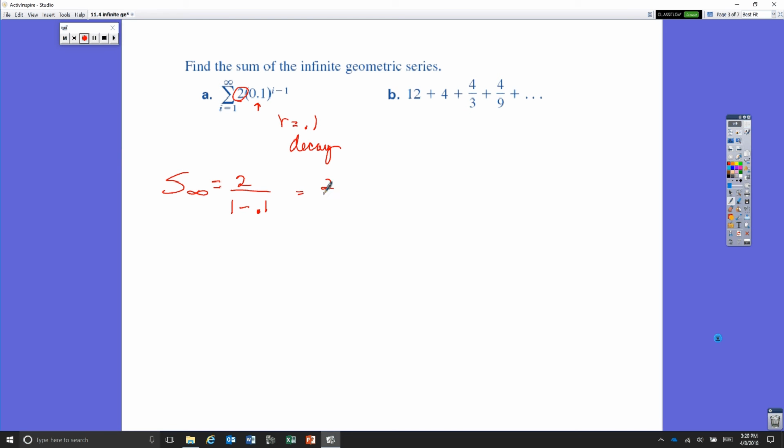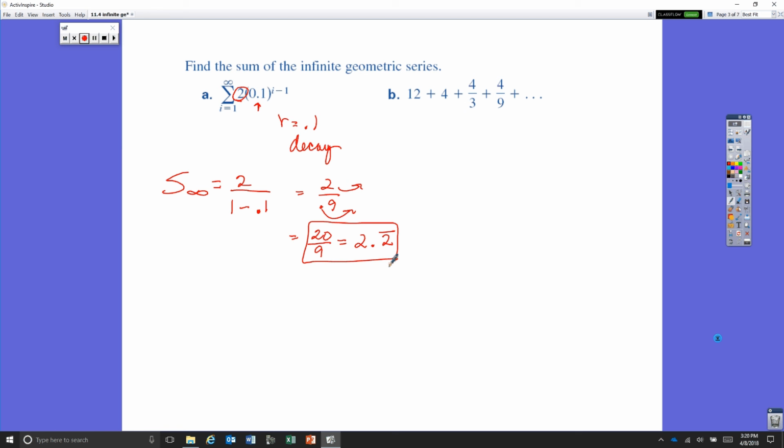That is 2 divided by 0.9. I have to move my decimal place, so I have to move my decimal place. That gives me 20/9ths. Or those of you using your calculator, you would say 2.2 repeating. That is what this sum would converge to. Well, let's try another one.